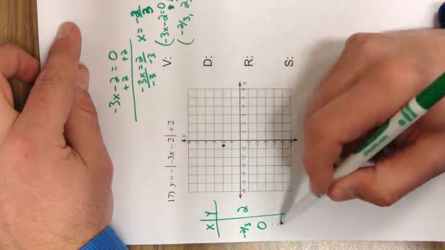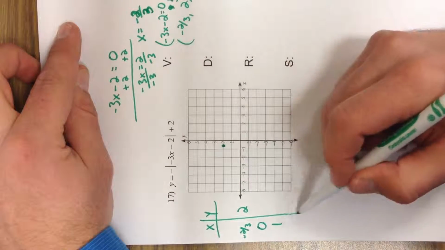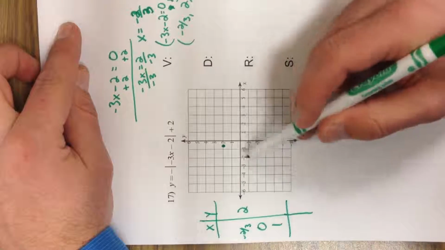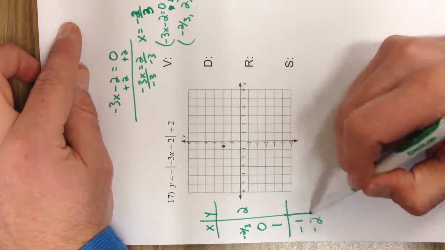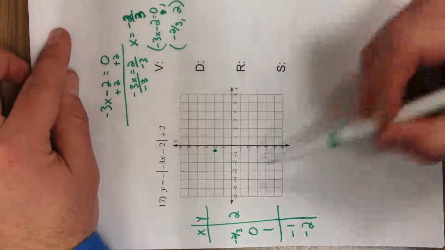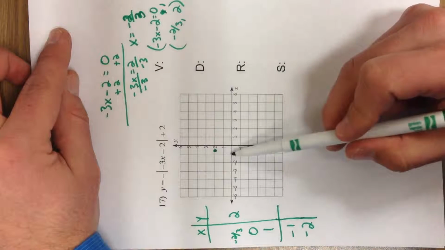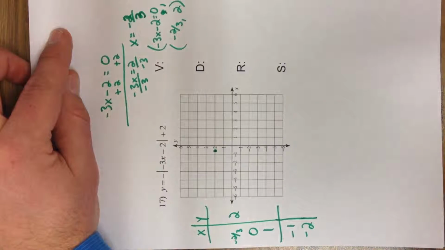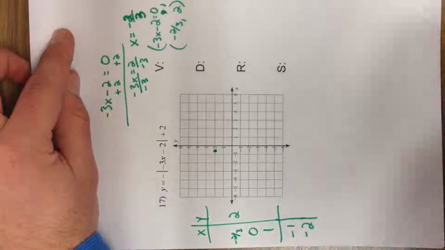Plug in 0, plug in 1, see what happens. And then I'd also plug in -1 and -2, just to see what happens. When I plug in -1, what happens? When I plug in -2, what happens? And go from there. So here we go.